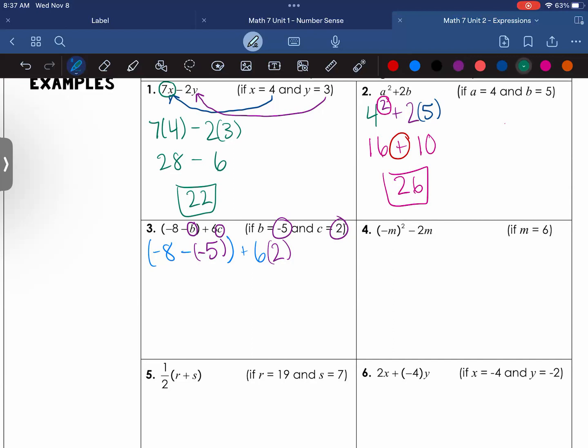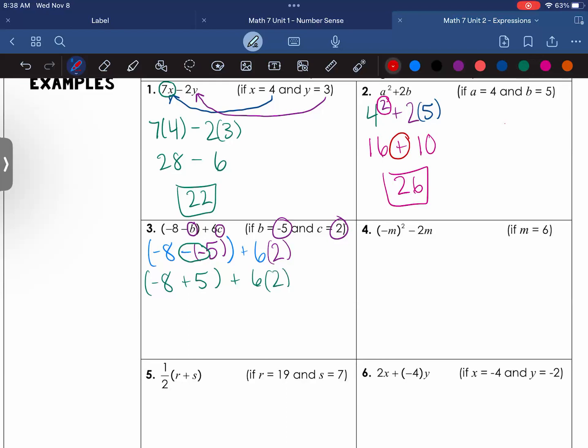All right, now I can go ahead and solve. We have -8. These two change, and we replace it with a plus sign. So this is still in parentheses. And then plus 6 times 2.